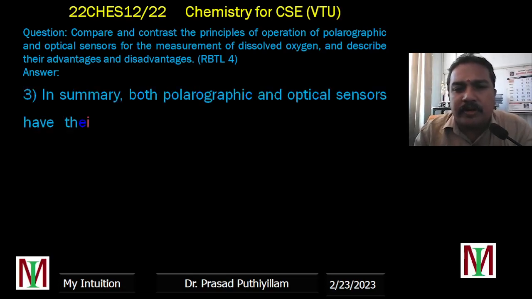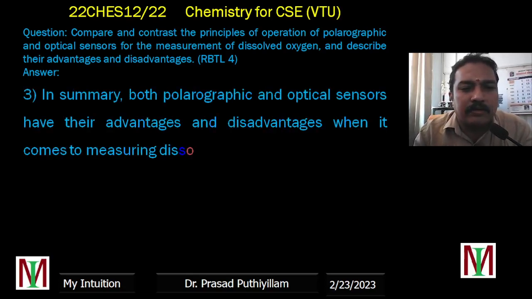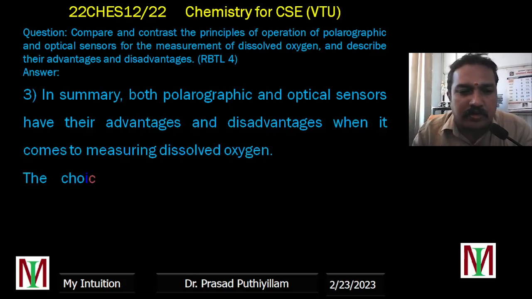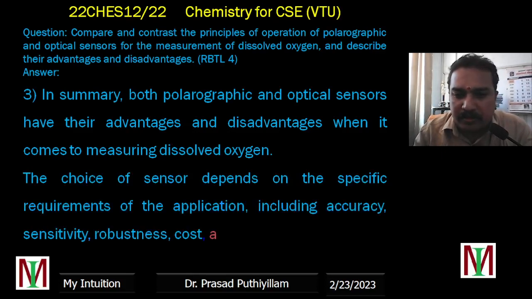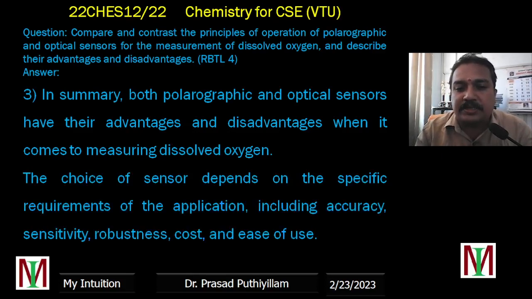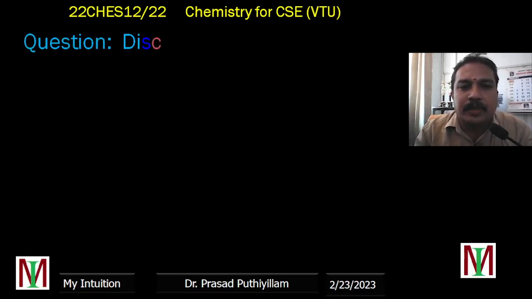In summary, both polarographic and optical sensors have their advantages and disadvantages when it comes to measuring dissolved oxygen. The choice of sensor always depends upon the specific requirement of the application, including accuracy or sensitivity, robustness, cost, or ease of use.